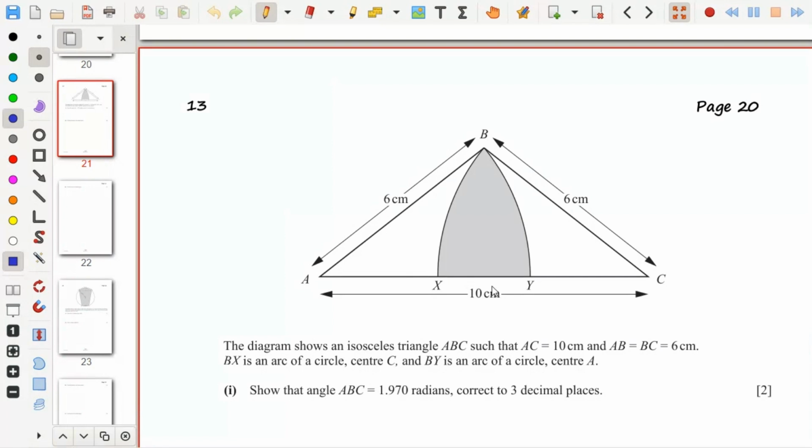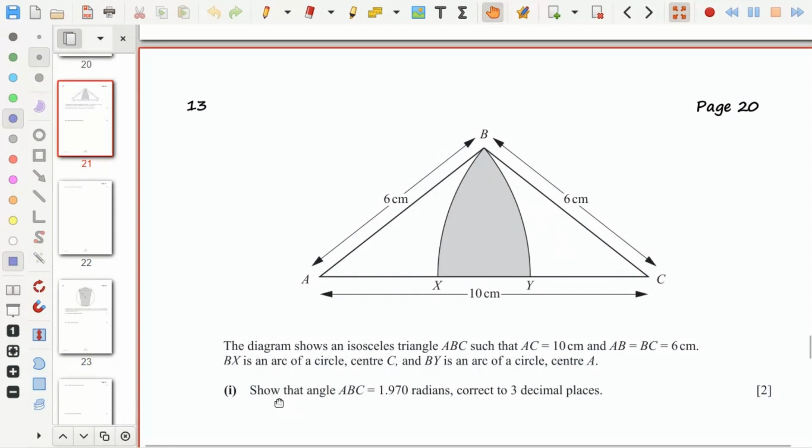The diagram shows an isosceles triangle ABC. And we have been told that AC is 10 centimeters, AB and BC are 6, as we can see on the diagram. Then BX is an arc of a circle with center C. So the center is C. And BY is also an arc of a circle with center A. So they have the same radii.